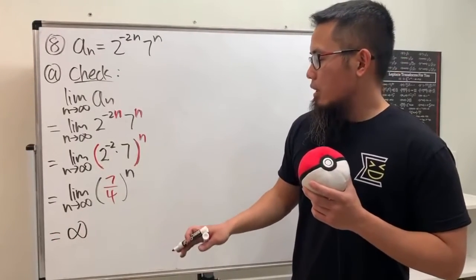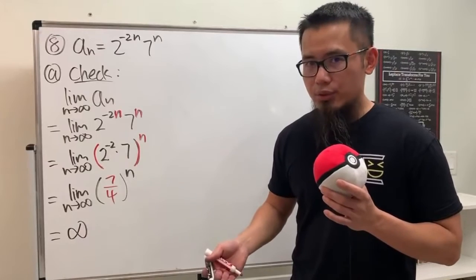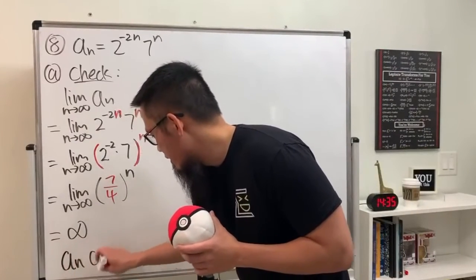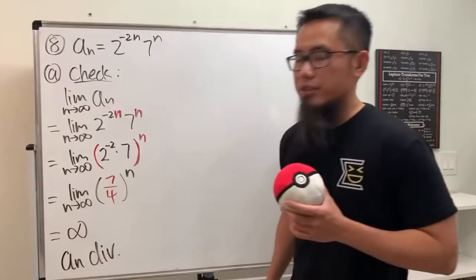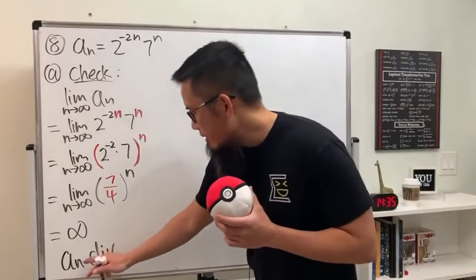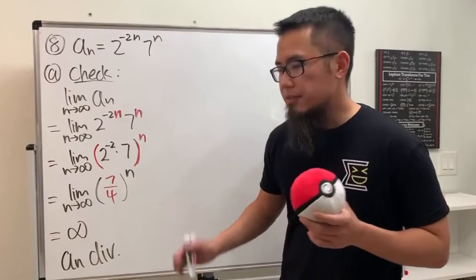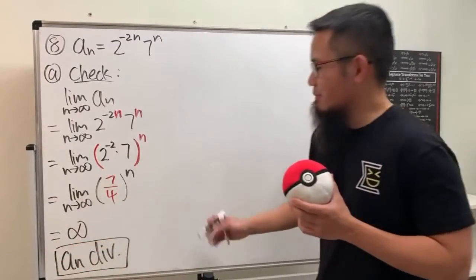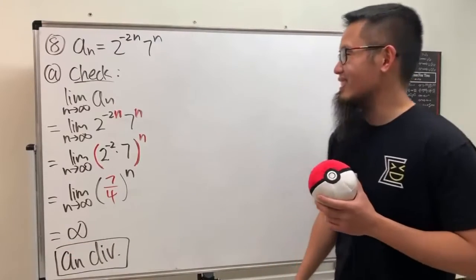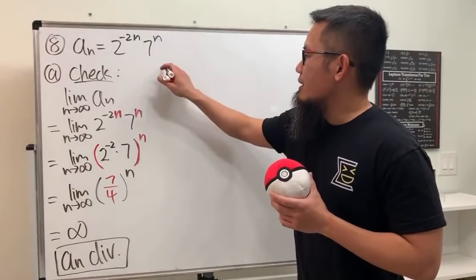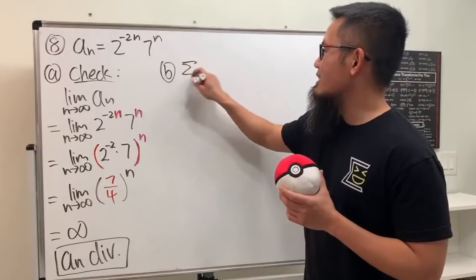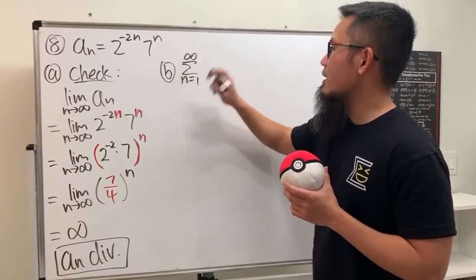And do not say an converges to infinity. No, you just say an diverges. You can say an diverges to infinity. That's fine, but just leave it like this. Maybe even better. An diverges. That's all. Okay, so for part B, check the series as n goes from 1 to infinity of an.